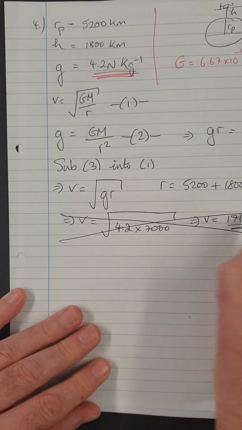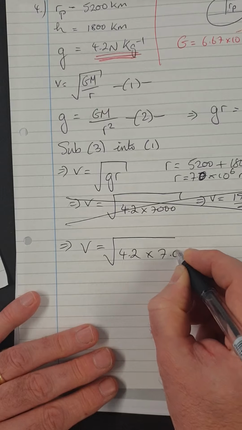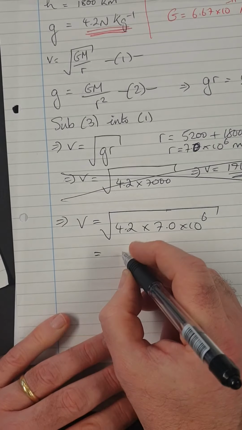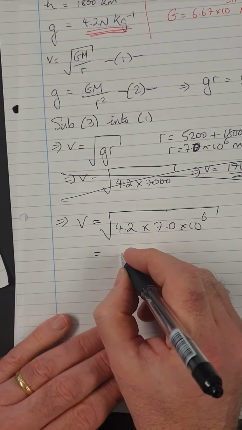What I should have done, having noticed that there's meters squared, is convert this from 7,000 kilometers into meters. So that gives me 7.0 times 10 to the 6. Okay, so now I redo this. That gives me the velocity is equal to the square root of 4.2 multiplied by 7 by 10 to the power of 6. And when I do that, I get an answer of 5,422.2. And what are the units here then?